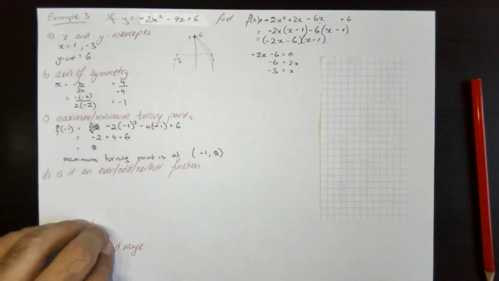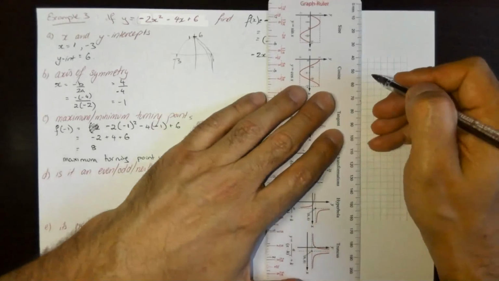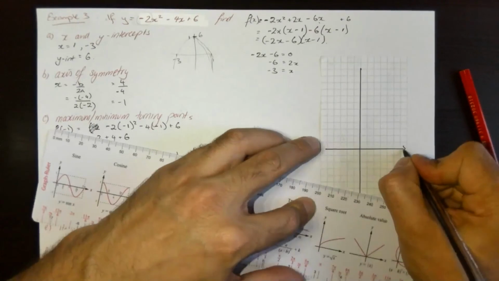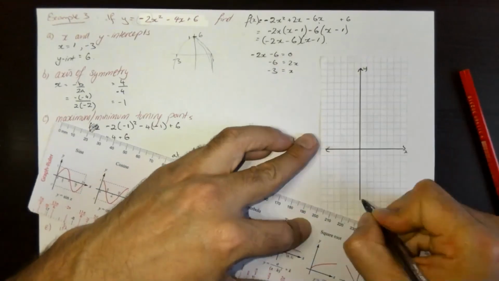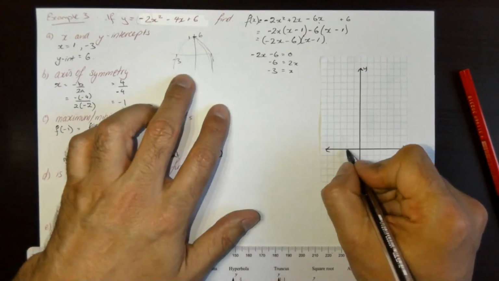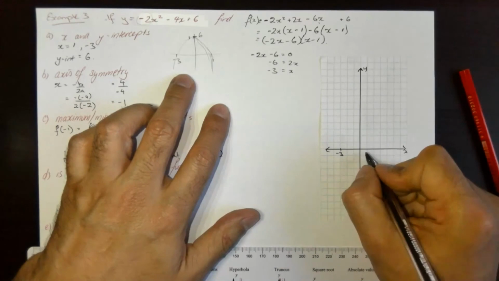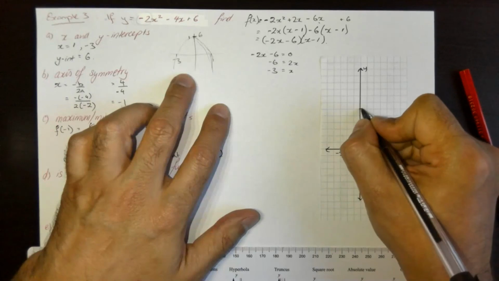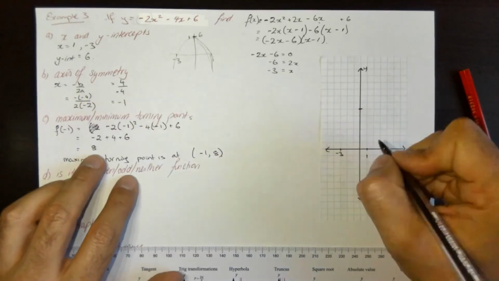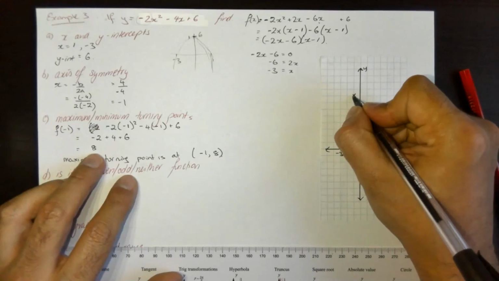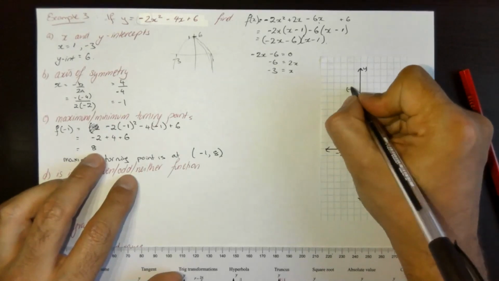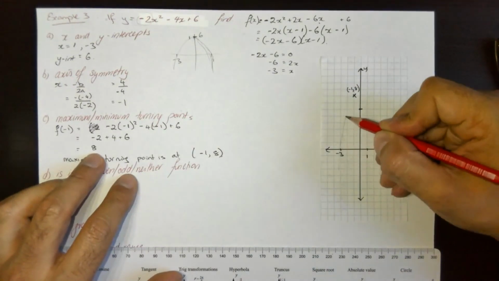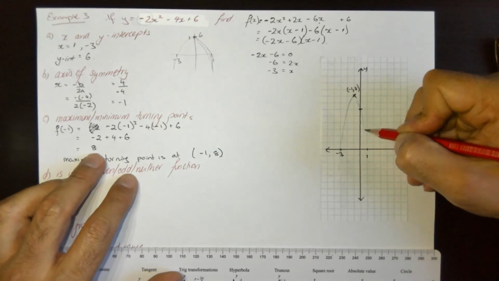Alright, so let's see if we can draw it. So x and y. Okay, so we've got negative 3, 1, 2, 3. We've got 1, 6, 1, 2, 3, 4, 5, 6. And we have negative 1 and 8. Negative 1 and 8. Okay. And let's just draw them, click the dots, and we get something like that.